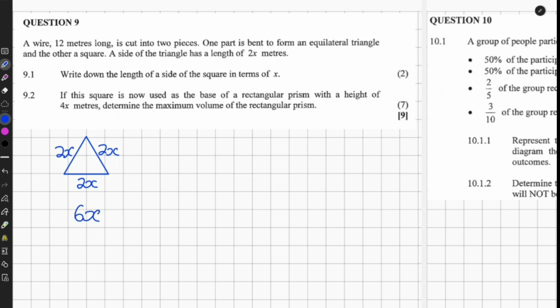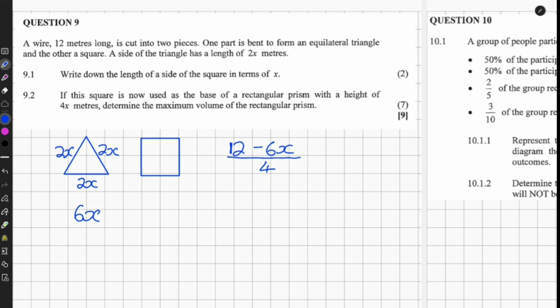And then they also tell me there's a square. Now, square is always equal in length, and then if I draw a square in this case, it would have to be 12 minus 6x, but divided by 4 for each side. So there's no simple way to write that, but that would be the length of each side. So let's see what question 1 would be. Write down the length of a side of the square in terms of x.